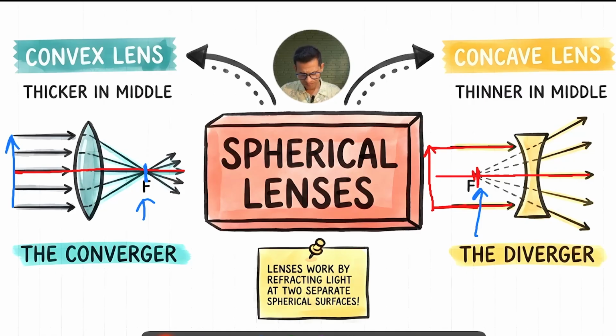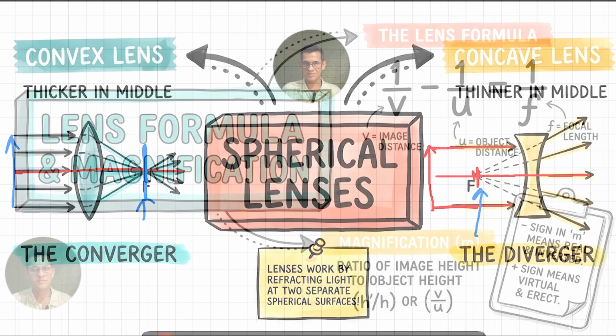So suppose I focus the light rays of the sun by using a convex lens and keep a paper at the point of focus here. It will cause so much intense heating that the paper will start burning after some time.